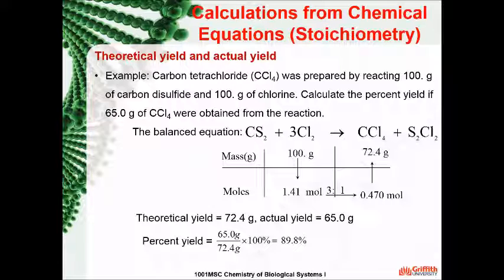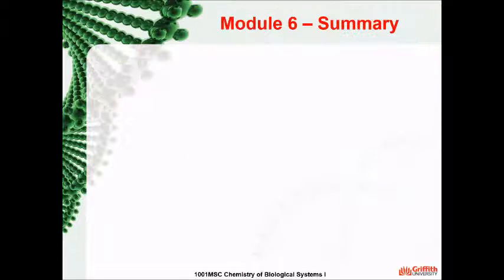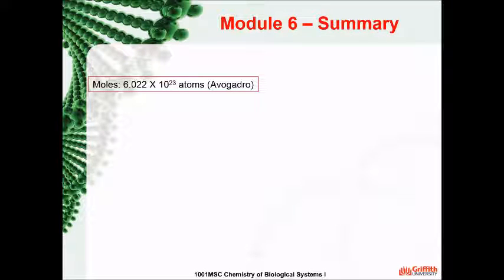In the following slide, we will summarize the key points and important concepts we covered in this module. In Part 1 of Module 6, we introduced the concept of the mole and said that 1 mole of any element contains 6.022 times 10 to the 23 atoms of this element. This number is called Avogadro's number. Moles can be calculated by the formula moles equals mass over molar mass.